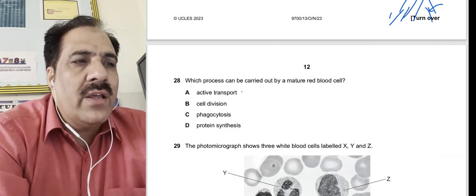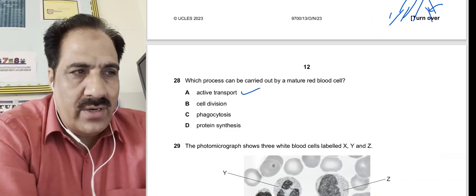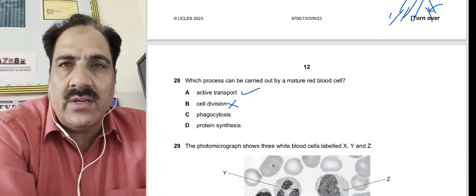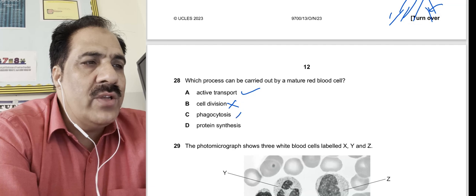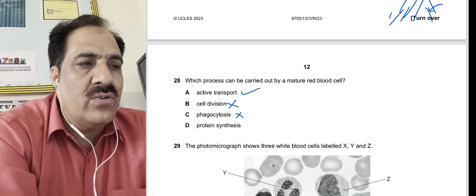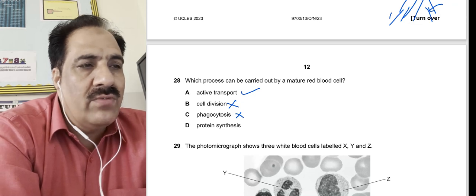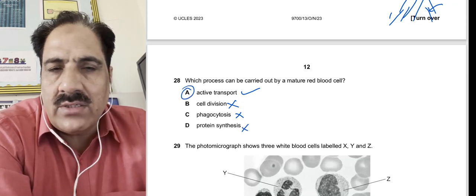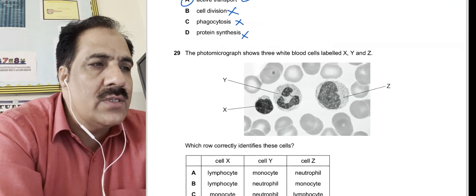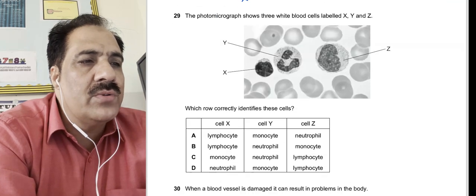Which process can be carried out by a mature red blood cell? A mature red blood cell can carry out active transport. There is nothing wrong in that. Cell division, no. A mature red blood cell will not undergo any cell division. Phagocytosis is the function of the white blood cells, and protein synthesis, a red blood cell does not contain a nucleus, so there will be no protein synthesis in it. So active transport is the correct option.